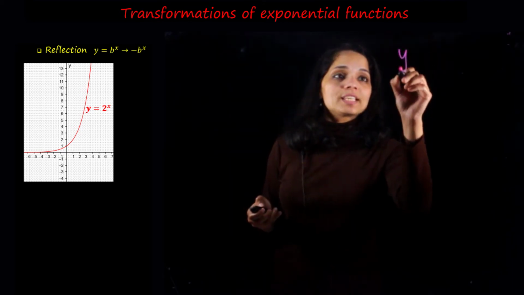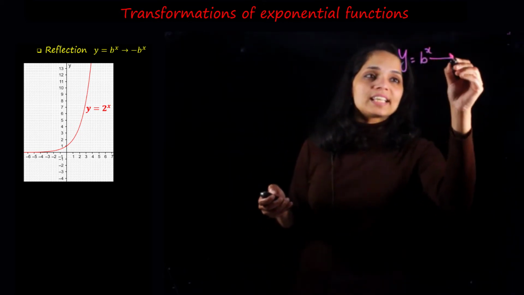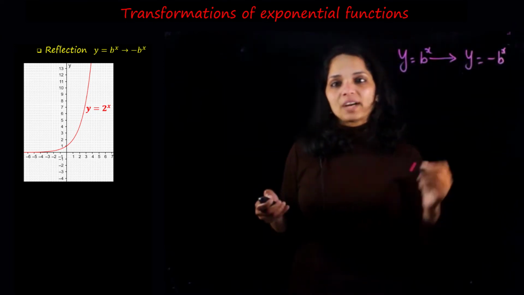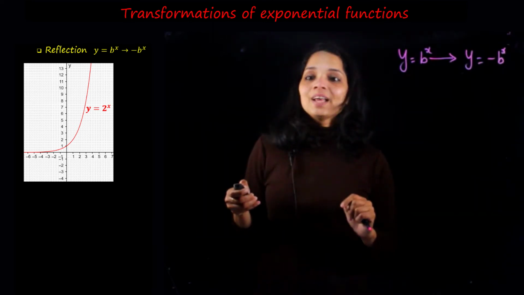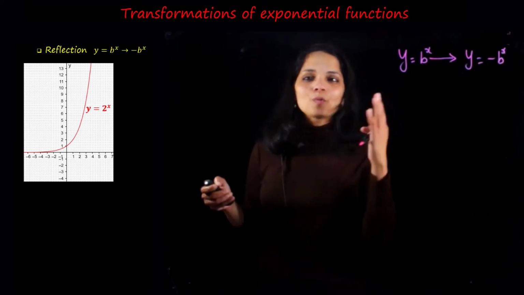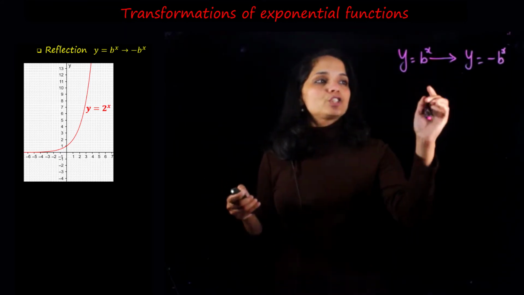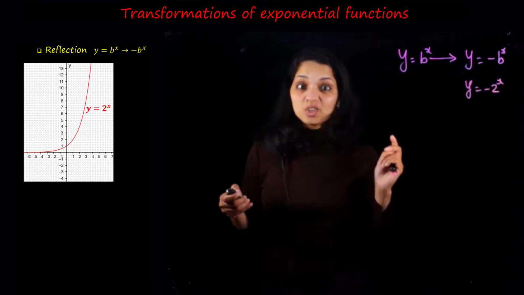Now let's see how the function is reflected about the x-axis. We take the function y equals b to the power x, which is the parent function, and transform it to y equals minus b to the power x. Let's see how this function looks. Take a simple example, the same as before, y equals 2 to the power x, and see how the graph of y equals minus 2 to the power x looks.